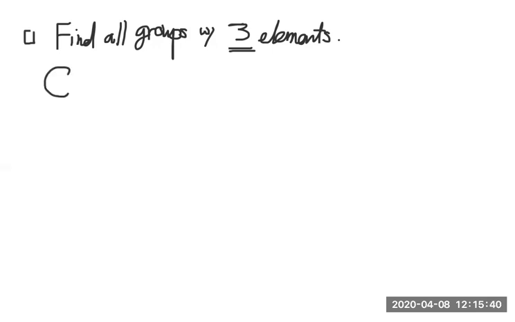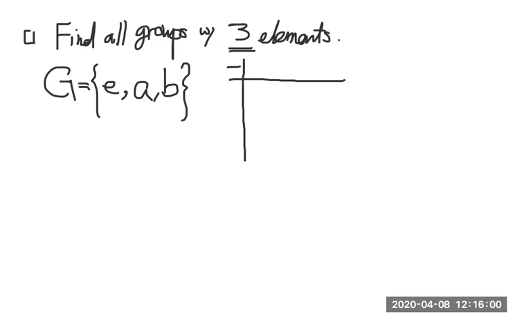So if G is a group with three elements, one element would be identity, right? There would be two more elements. Let's call one of them A, the other one B. I have three elements here, right? I can look at this table for these three elements, E, A, B, E, A, B.